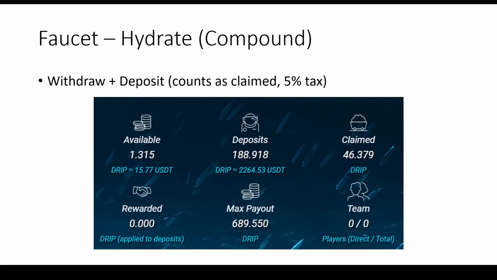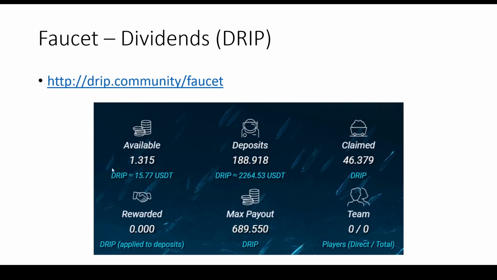Hydrating. So hydrating is just a word in the Drip network that means compound. So when you hydrate, you're just compounding your interest. The hydrate function, actually, let me back up a second. So when you have tokens over here in available, remember, you can claim those, meaning you can pay the 10% tax and just get those Drip tokens transferred back out to your wallet, or you can compound or hydrate those tokens. If you claim them, 10% tax. If you hydrate them, 5% tax.